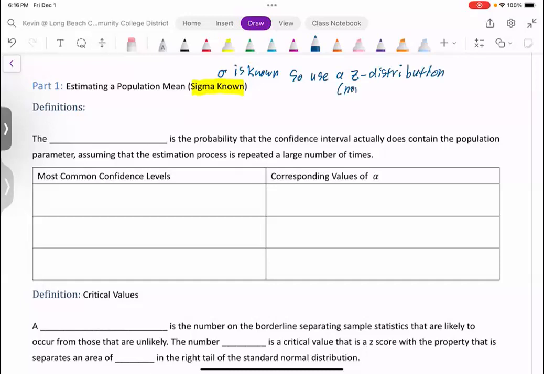Also known as a normal. So we're going to be using our inverse norms and our normal CDF and things like that. All right, we're going to start with the confidence level.